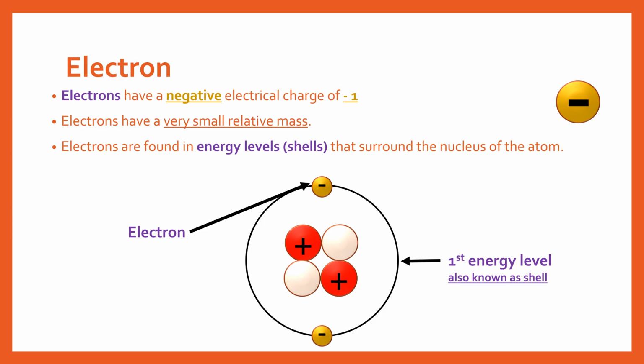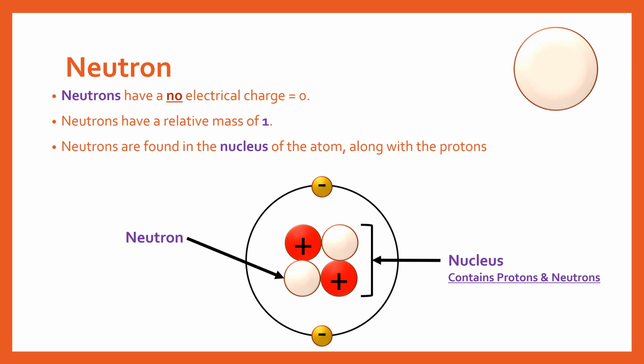Electrons have a negative charge of -1, and they have a very small, almost non-existent mass. Now in the exam you can write down 0, or you can just write down very small. And electrons are found in energy levels in shells around the nucleus. And finally, we have the neutron. So neutron, N for neutron, N for no charge. So they have 0 charge. They have a relative mass of 1, and again, they are found inside the nucleus.